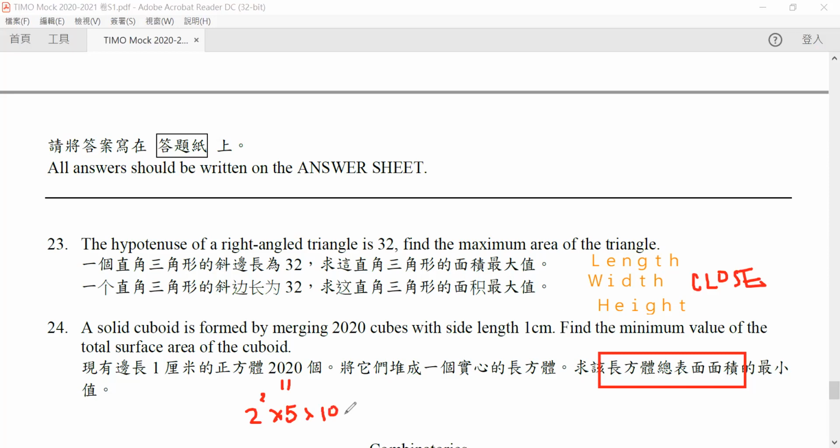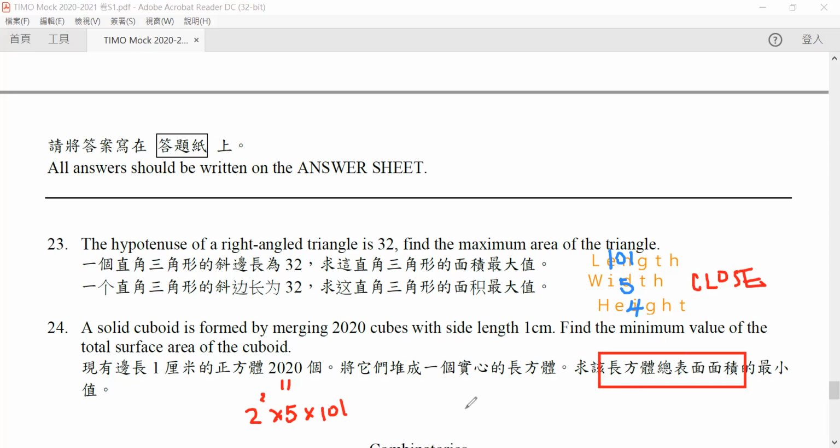Now, since 101 cannot be decomposed further, we need one of the numbers to be 101. But the other two must be as close together as possible, right? So we want one to be 5 and one to be 4 so that they will be as close together as possible. Now we can calculate the surface area of this.